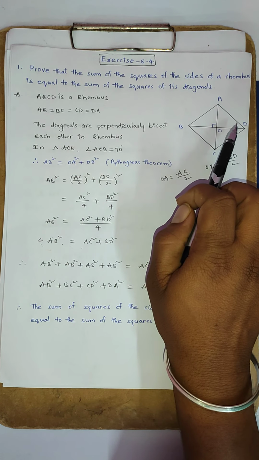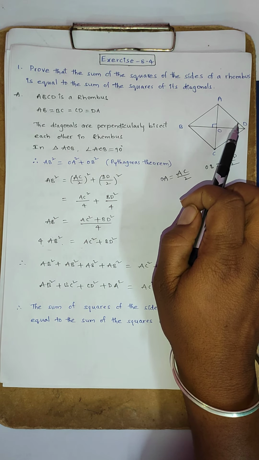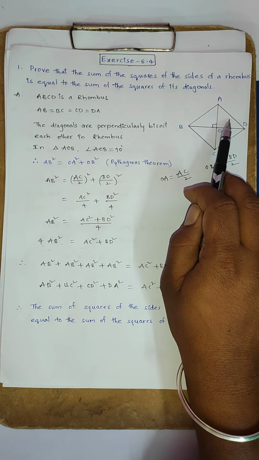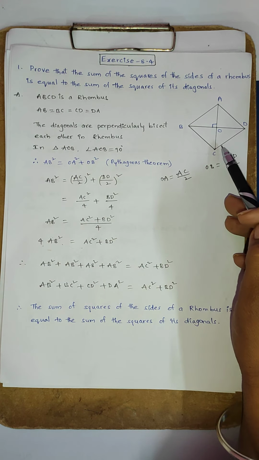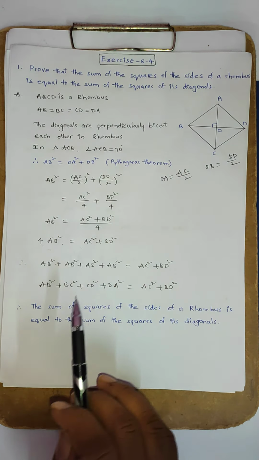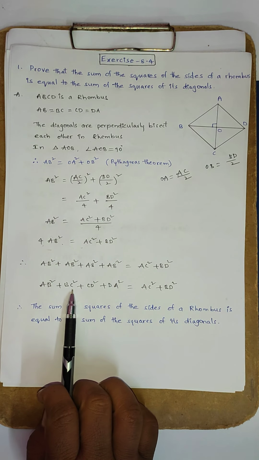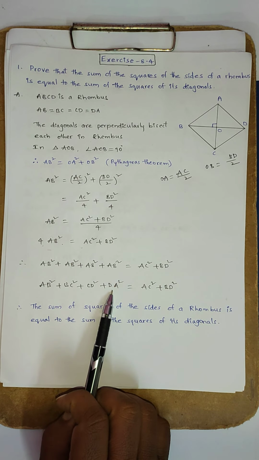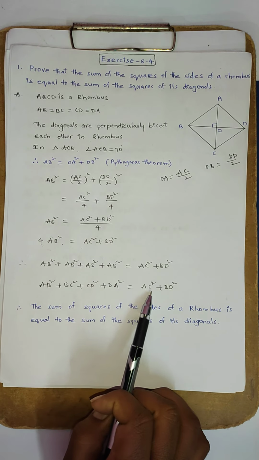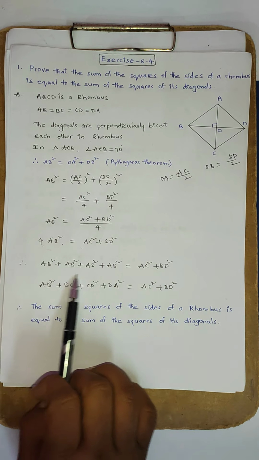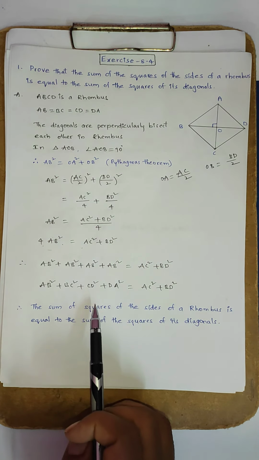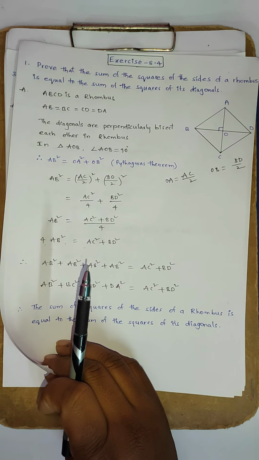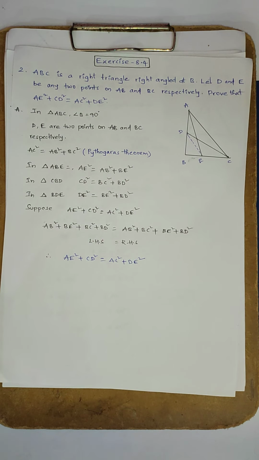This is the rhombus, and in that rhombus all sides are equal, so AB equal to BC equal to CD equal to DA. So AB square plus BC square plus CD square plus DA square is equal to AC square plus BD square. This is the question we proved. Now the next one.